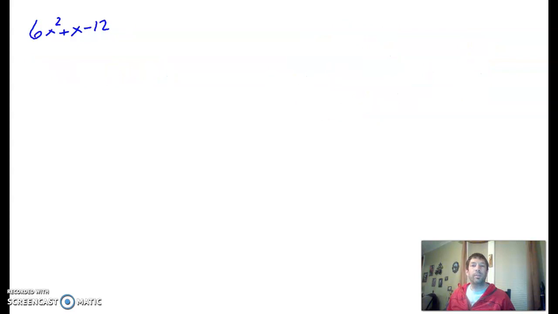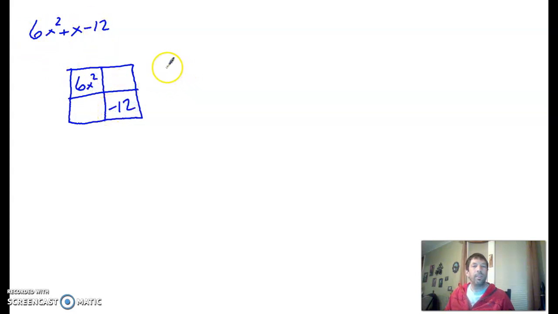Let's look at one that's maybe a little bit more complicated. So here we have this 6 value in front of our x squared. So we're not just going to be starting with x in each parentheses. So I'm going to show you a specific method for factoring, and that's using a generic rectangle. And what we're going to do is we're going to put this 6x squared in the top left and the negative 12 in the bottom right.